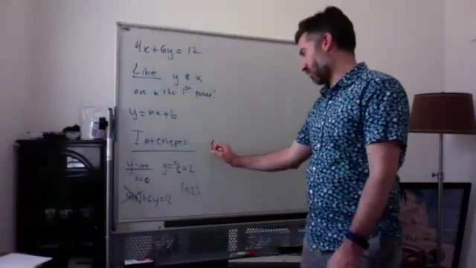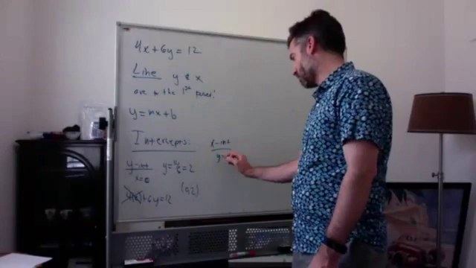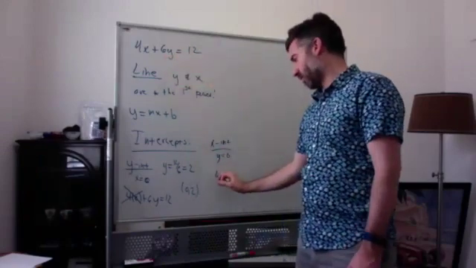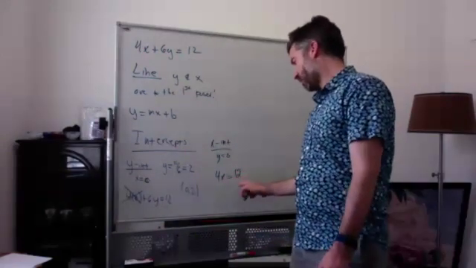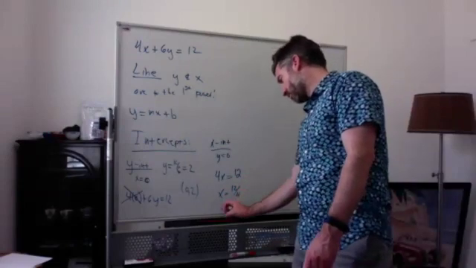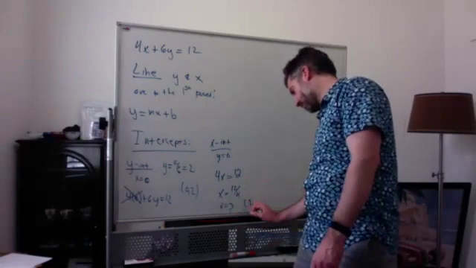X-intercept, I'm going to do the same sort of thing. I'm going to set y equal to 0. Y is 0, this part goes away. So I just get 4x plus 0 equals 12. Divide both sides by 4 to get x equal to 12 fourths, which is 3. So 3, 0 is my x-intercept.